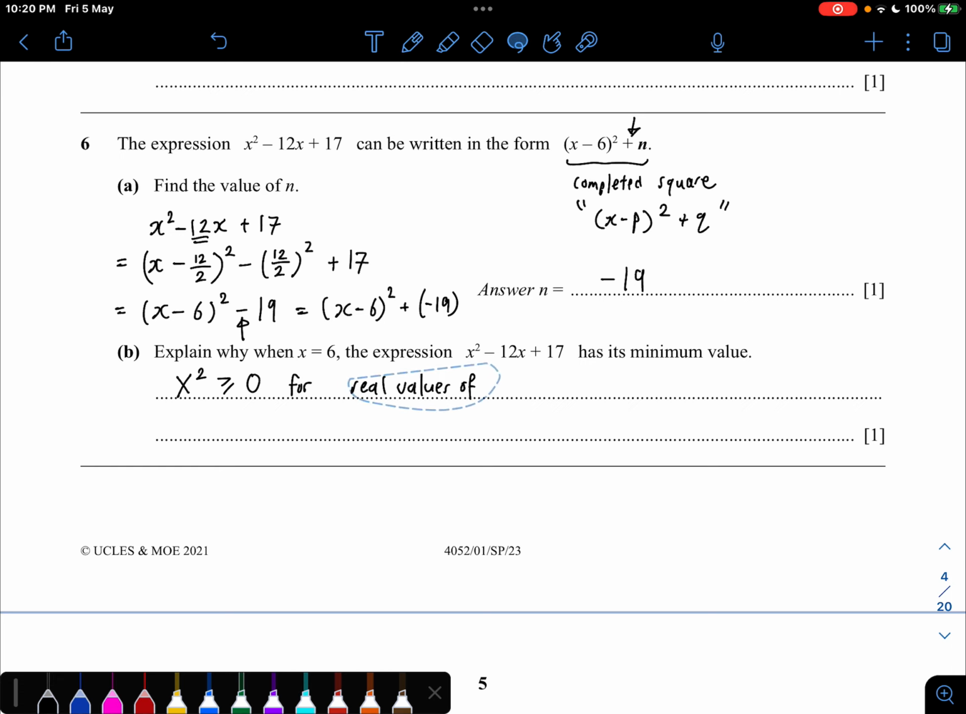Sorry, for any real values of x. What does that mean? It means if x is a real number, real numbers are basically positive, 0, or negative, anything. Right? What really is x squared? X squared means x multiplied by another x. Then there are only 3 cases that x can be.